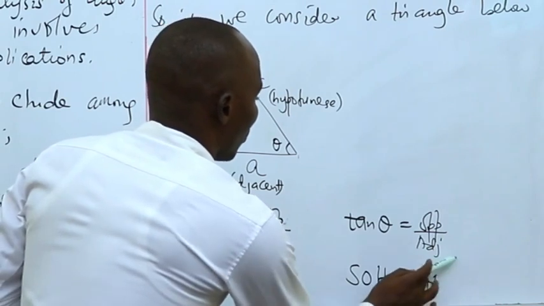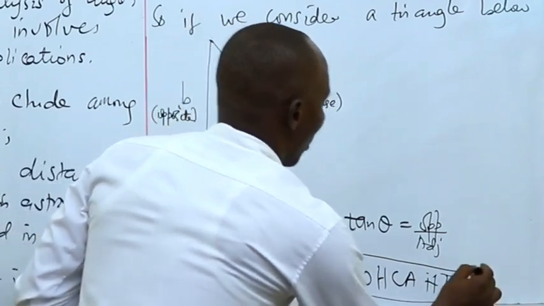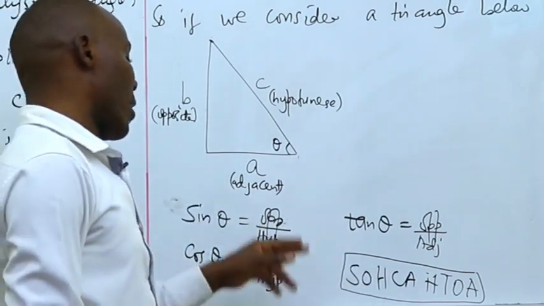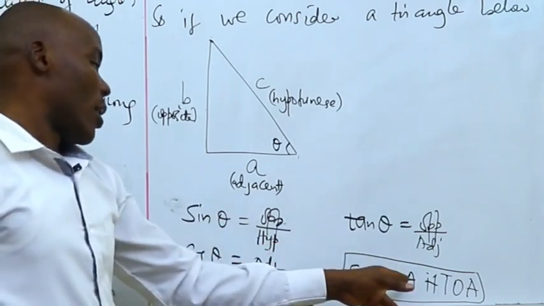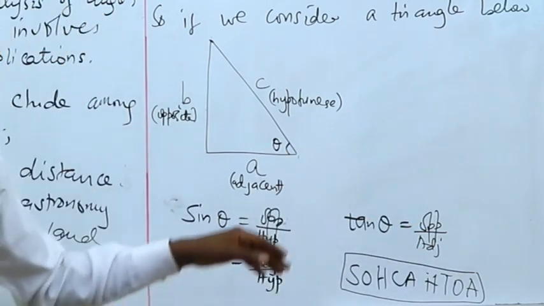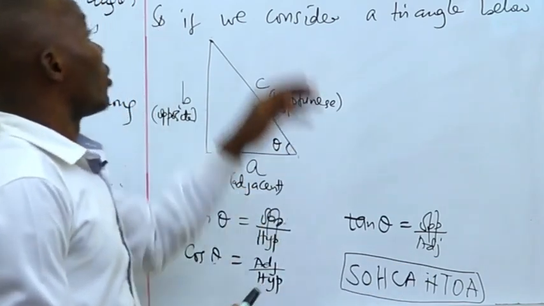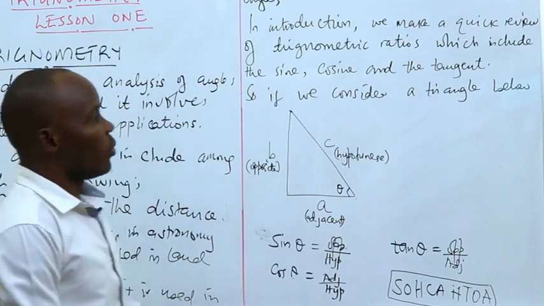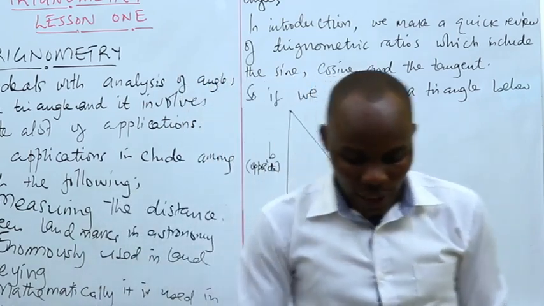And this is where SOHCAHTOA came from. S stands for sine of the angle, O is the opposite, H is the hypotenuse; C stands for cos of the angle, A is the adjacent, H is the hypotenuse; T is the tan of the angle, O is the opposite, and A is the adjacent. So we are saying in introduction, we make a quick review of trig ratios, and those trig ratios include the sine, the cosine, and the tangent.